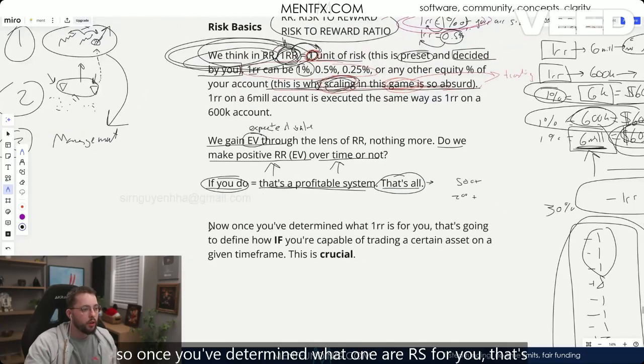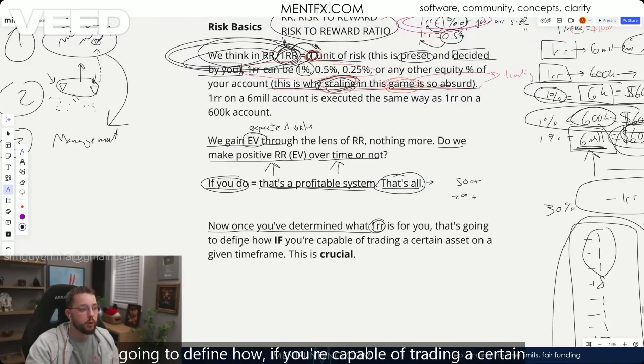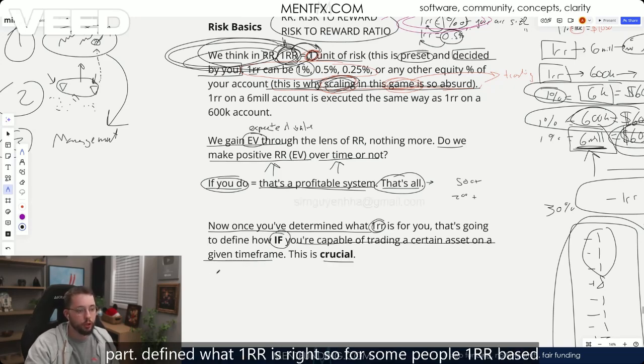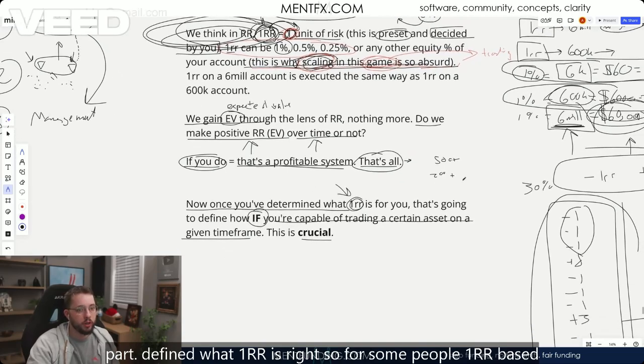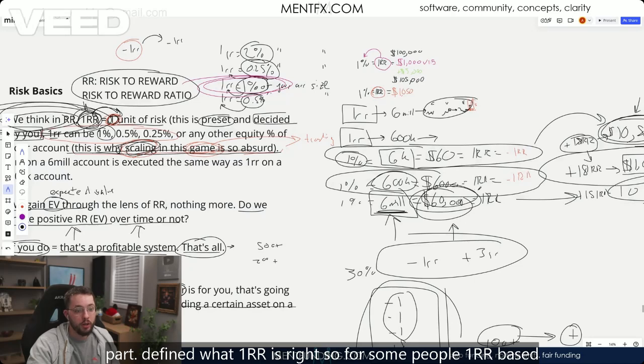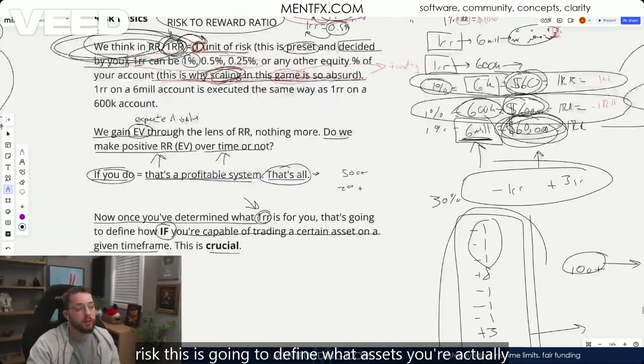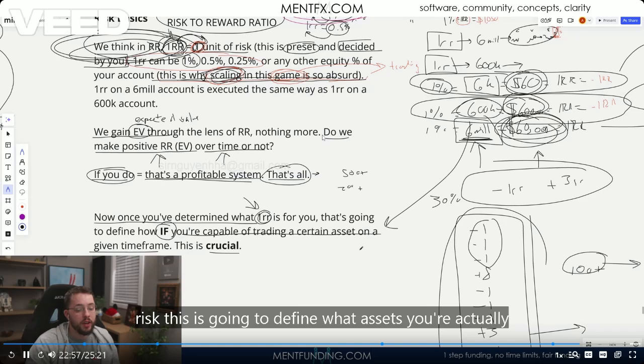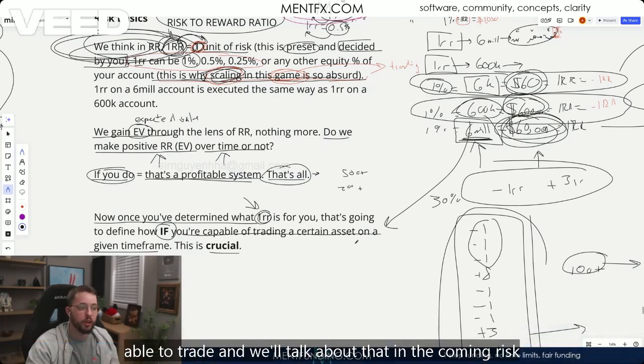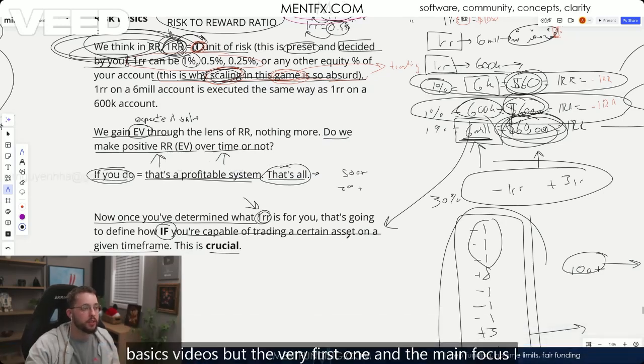So once you've determined what 1RR is for you, that's going to define if you're capable of trading a certain asset on a given time frame. And this is the next crucial part. Once you've defined what 1RR is, for some people, based on their account size, it's going to be a 60K risk. For some people, it's going to be a $60 risk. Some people, it's going to be a 6K risk. This is going to define what assets you're actually able to trade. And we'll talk about that in the coming Risk Basics videos.